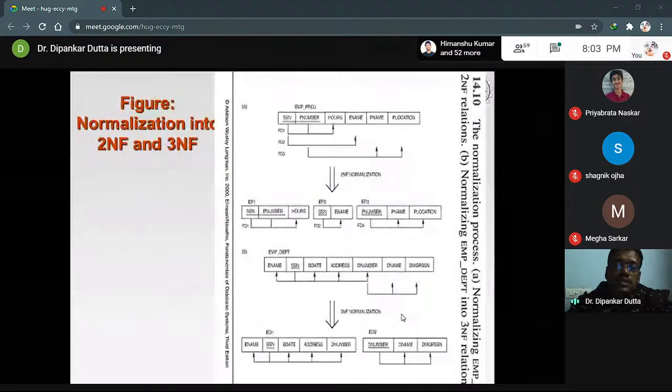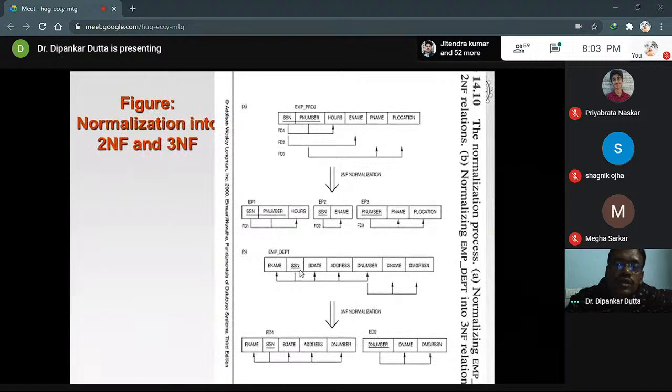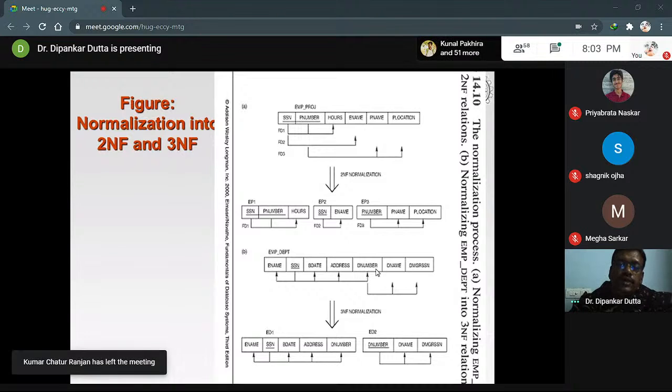Okay, see this example: employee and department. SSN is the primary key. On SSN, ename depends upon SSN, bdate depends upon SSN, address depends upon SSN, d number depends upon SSN. Okay, now SSN is the primary key.